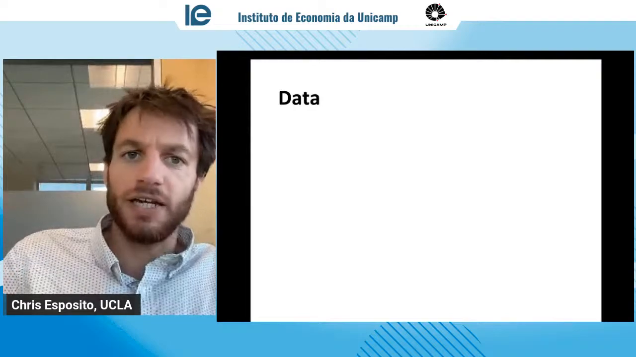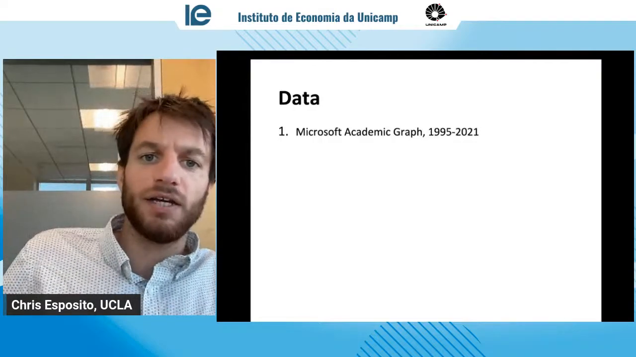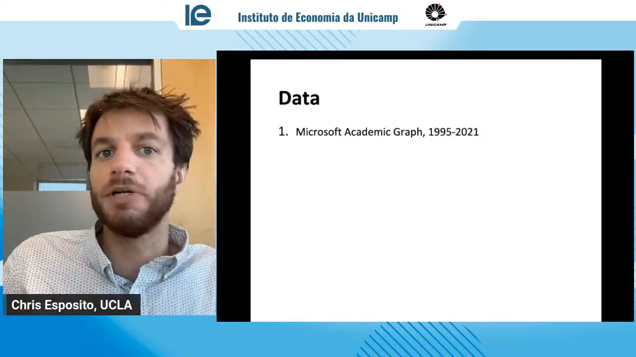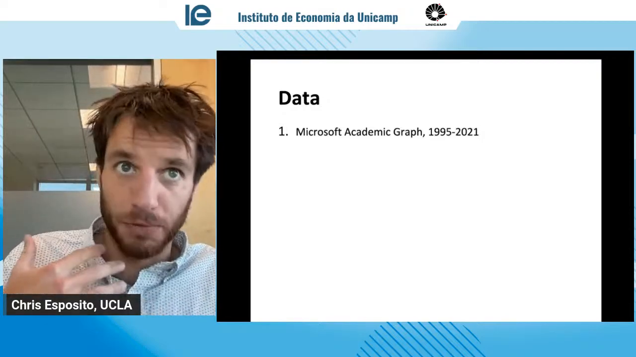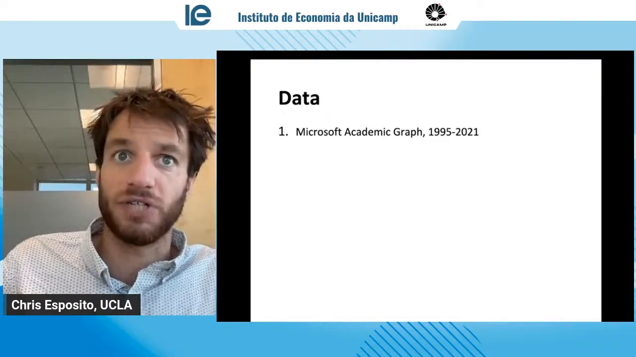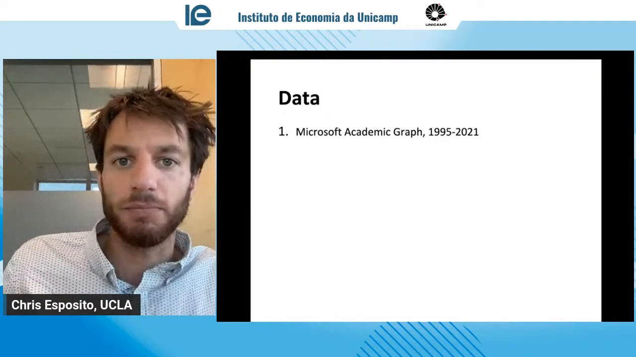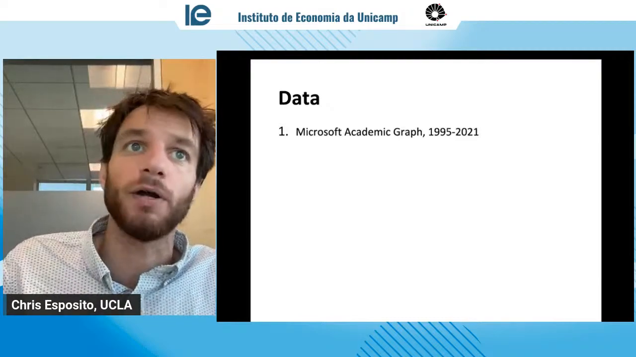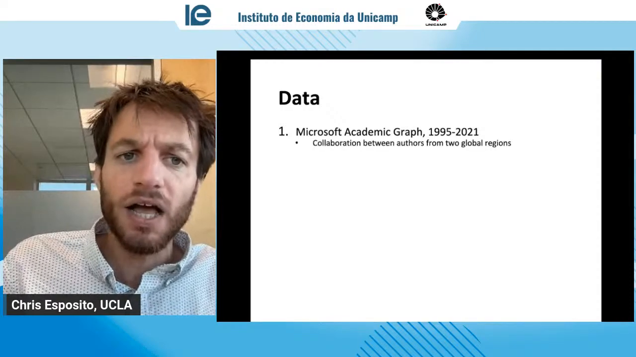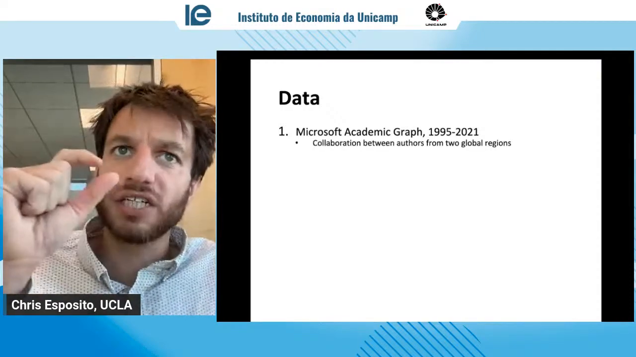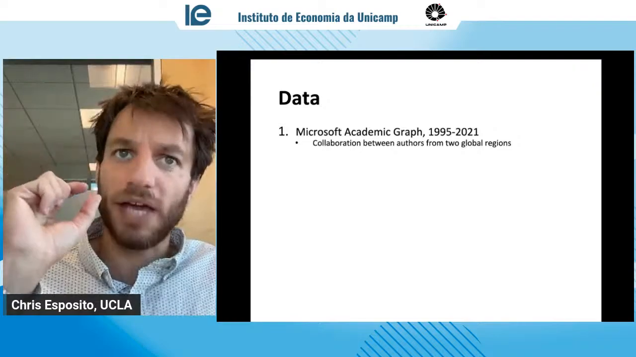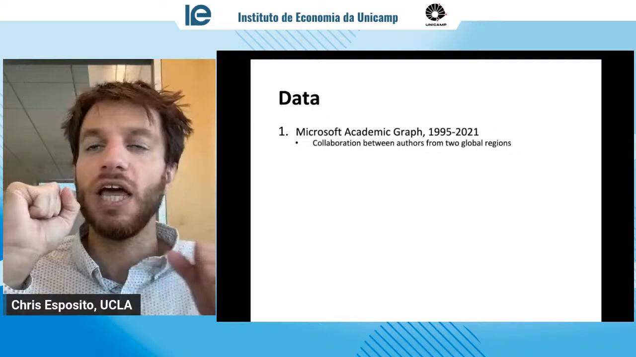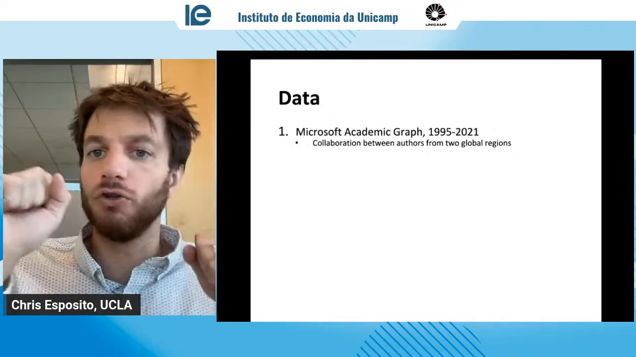In terms of data, what we have then is we're going to basically analyze every scientific article that appears in Microsoft Academic Graph. So this is millions of scientific articles. I think in total there's 80 million articles that appear in Microsoft Academic Graph between 1995 and 2021 when the data ends. And what we're going to then restrict that data set to is just the papers that contain collaborations between authors that are found in two what we call global regions.